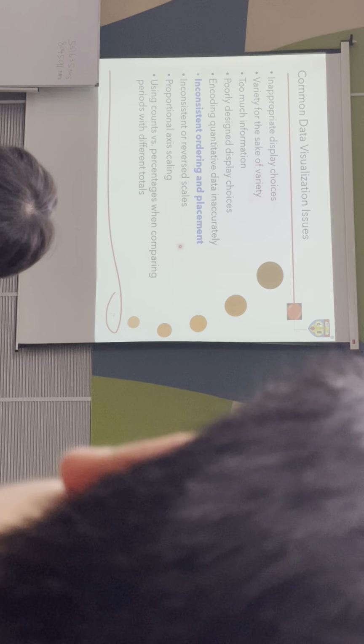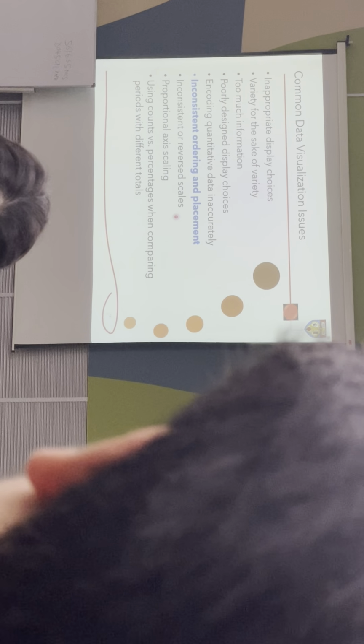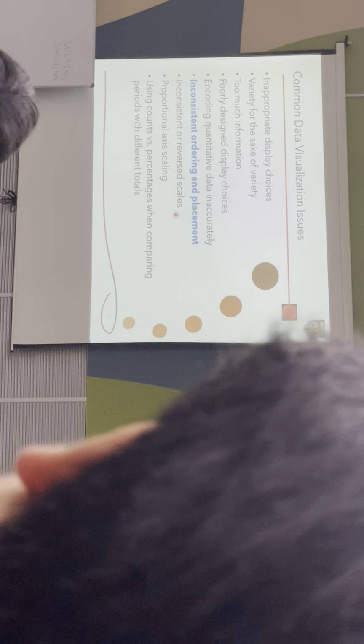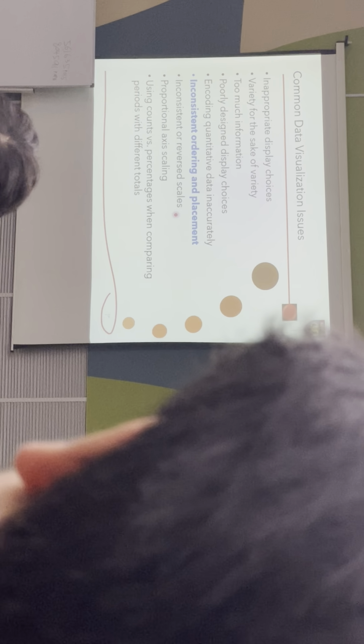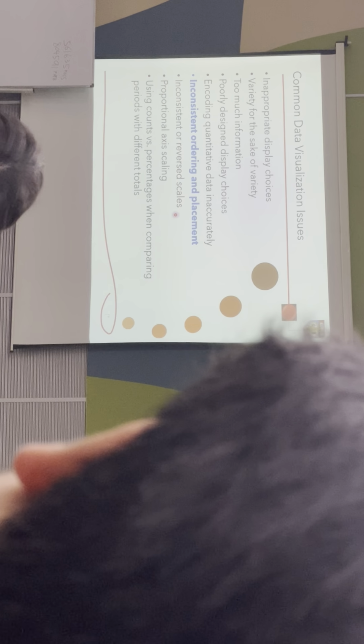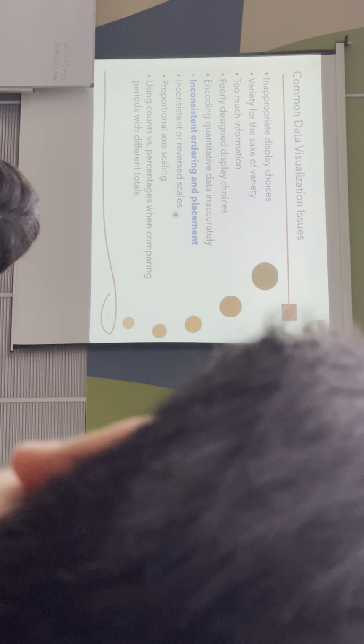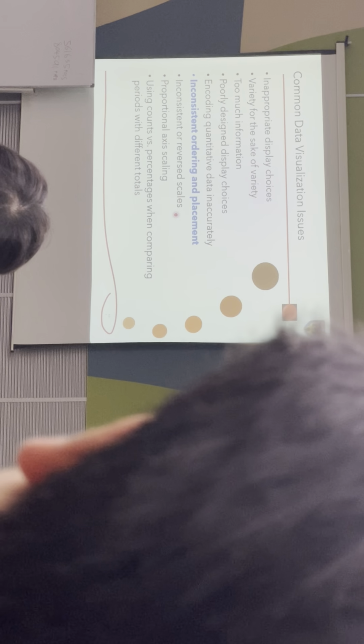Okay, and then the next issue is related to inconsistencies in the ordering and also the placement. So for example, let's say you have your data set, you have maybe around 1,000 records, and then you have 15 columns. Okay, and then you switch the position. So your column becomes your row, and then row becomes column. Okay, so the placement of your features and number of records is switched.